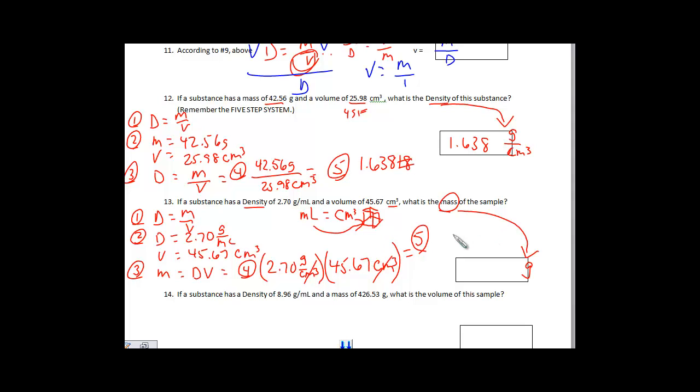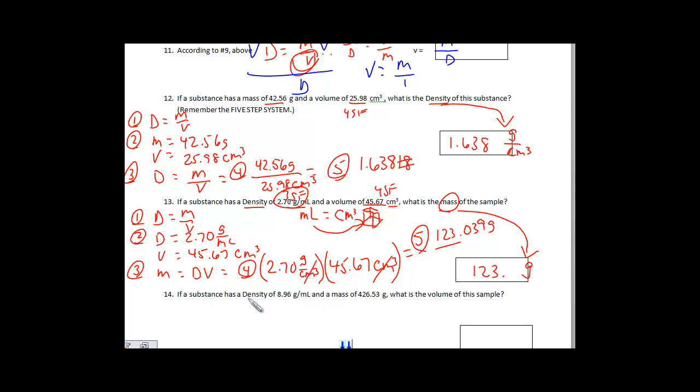So here we come out to 123 point, what is it, 039 grams. Okay, well, we have 4 significant figures here, and we have 3 significant figures here, so we're going to have to put our answer in 3 significant figures. Since that's a 0, that's a no-brainer. That's a 1, 2, 3. Use the decimal, okay? All right, now, 14, again, another density problem.